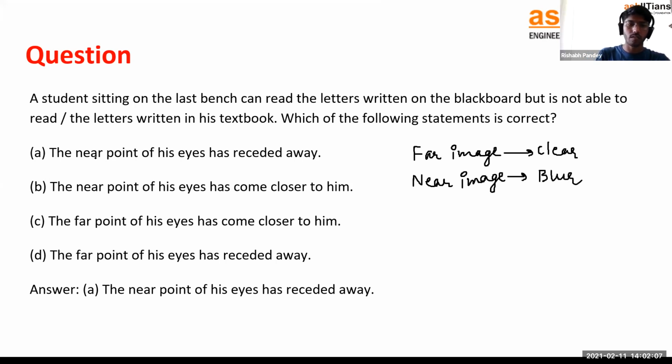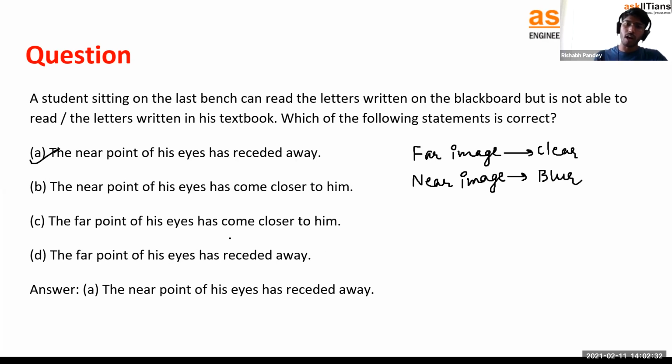So if you look at this, the near point of his eyes recedes away, because near images are blurred. Has the near point of his eyes come closer to him? Obviously not. Has the far point of the eyes come closer to him? No. Has the far point of the eyes receded away? Obviously not, because far images are clear. So the correct answer will be A.